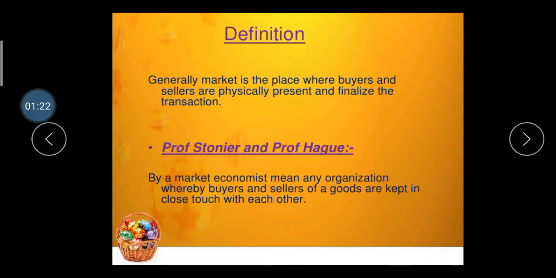But in modern terms, the place is not important nowadays, because all the transactions and shopping facilities are done online. There are various sites that facilitate the market, so we can easily purchase or sell. Professor Stonier and Professor Hague define a market in economics as any organization whereby the buyer and seller of goods are kept in close touch with each other.